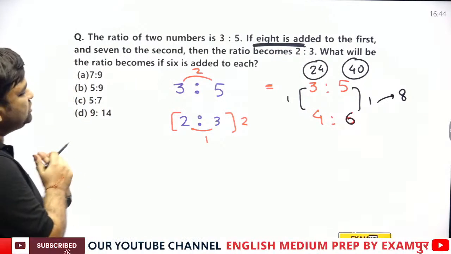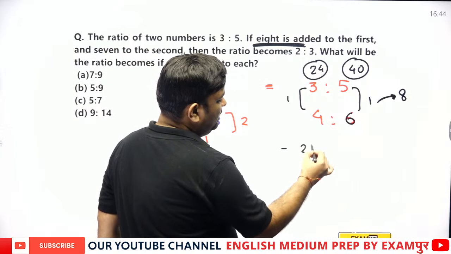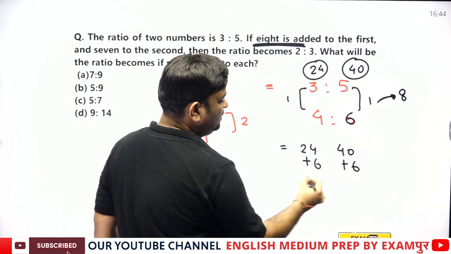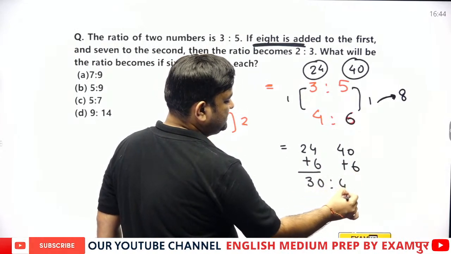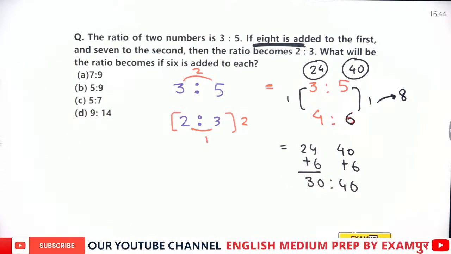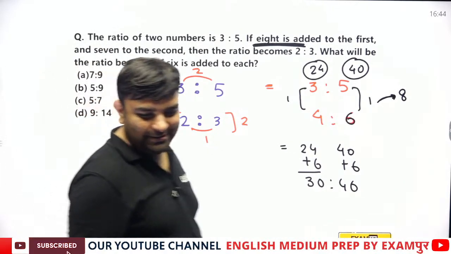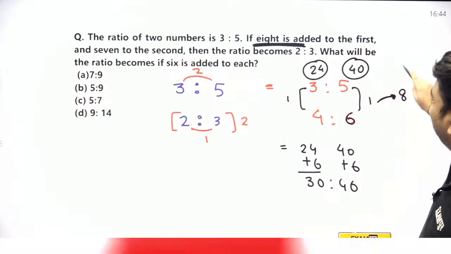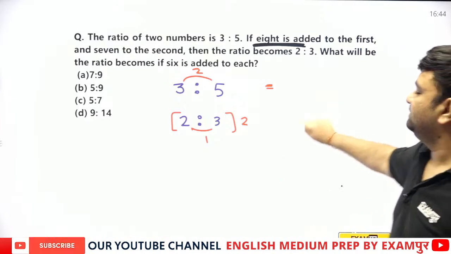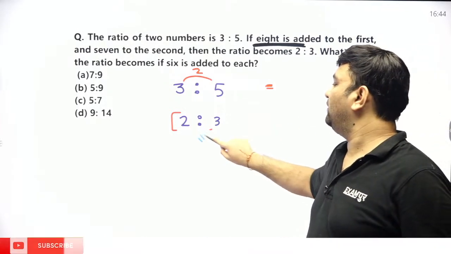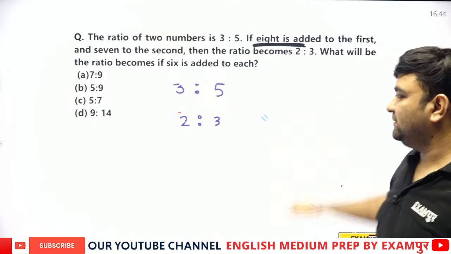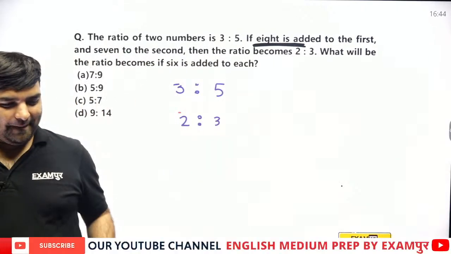Now if you add 6 to them, what would be the ratio? 30, 46. Please simplify it. Oh my God. I have not read it properly. Oh my God. Extra labor.